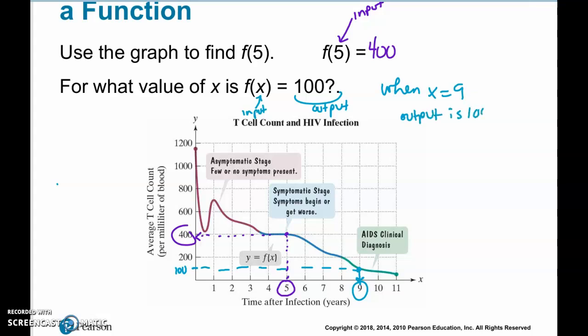So when x is equal to 9, the output is 100. So in the first one, we were looking for the output, but in the second one, we were looking for the input because we were given the output. So we were given the dependent value, the y value, or the vertical variable in this one.